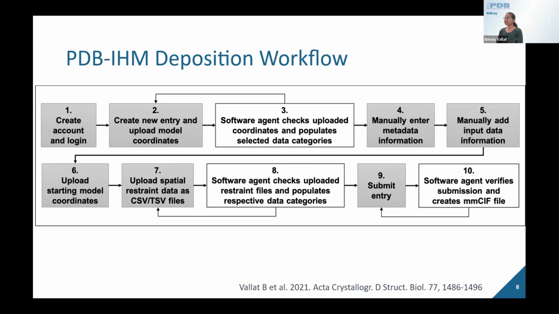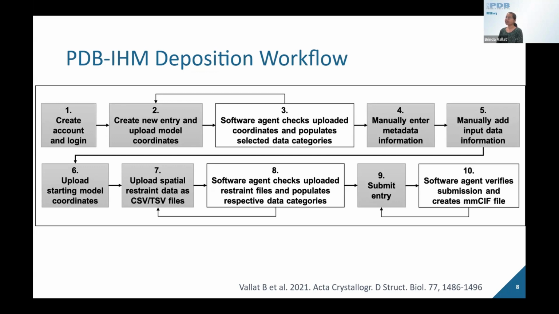The backend process, the software agent, makes sure that your coordinates are correct. It's more or less reasonable to proceed. If there's an error, it throws an error and it comes back to you. You've got to go and fix it. But otherwise, if everything is okay, you go to the next step, which is quite a bit of manual data entry through the front end. Metadata information, which could be your reference data, reference sequence, software, protocol, all that. You have to add your input data, what was used, whether it was SAS or EPR, cross-linking, that kind of information. You have to upload the starting models and restraint files.